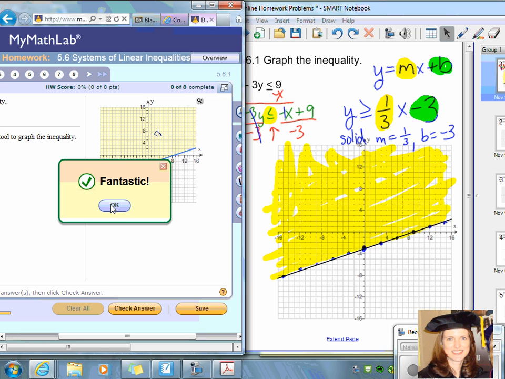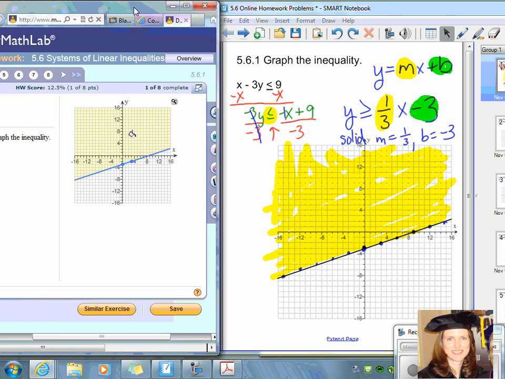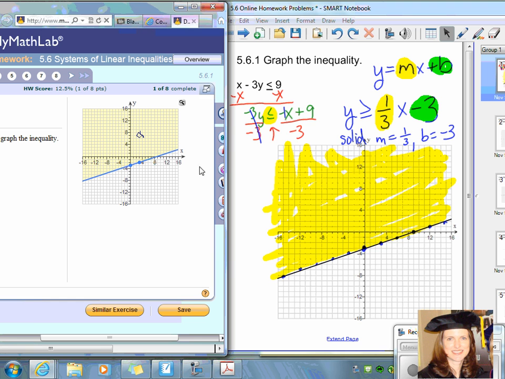Okay. So the way that we go about solving these inequalities, what I do is I solve the inequality for y, and then it's in this form, y greater than or equal to, it's a solid line shaded above. Use the slope and the y-intercept to plot a few points on the line.